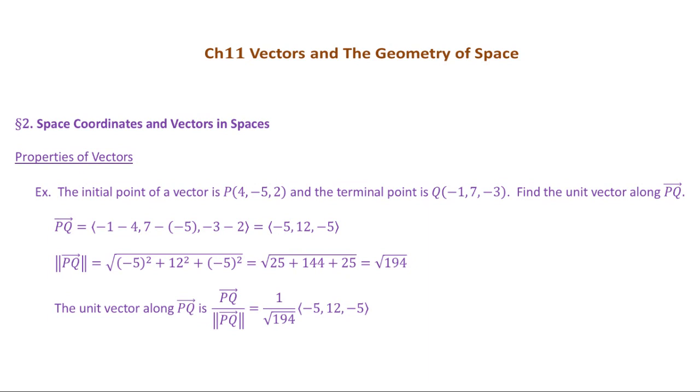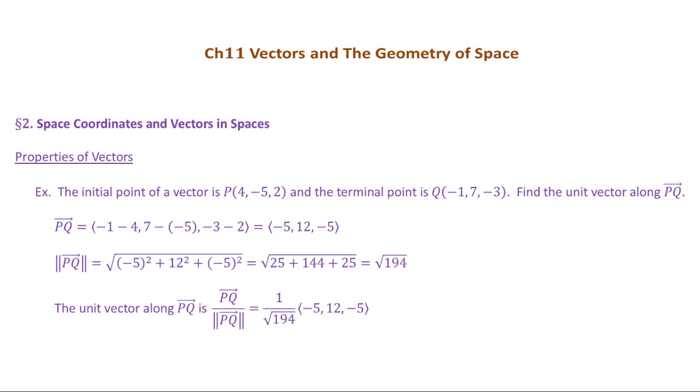And then the next step, we can find the length of PQ easily by using the formula. You just take the square root of the sum of the squares of the components of vector PQ. So that's -5 squared plus 12 squared plus -5 squared, take the root. We get 25 from -5 squared, 144 from 12 squared, and 25 again from -5 squared. You add them, you get 194. So the length of PQ is square root 194.